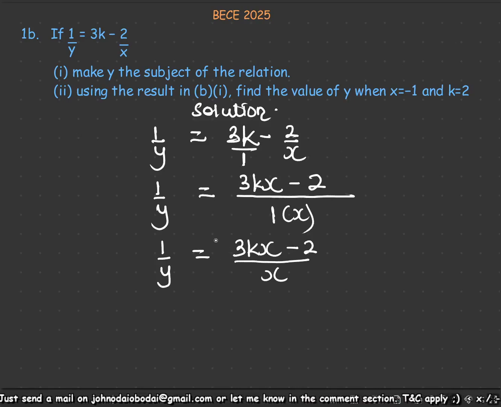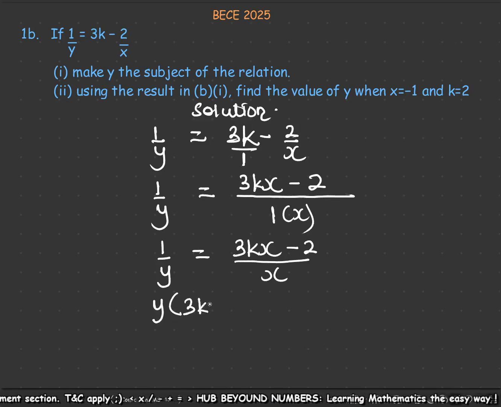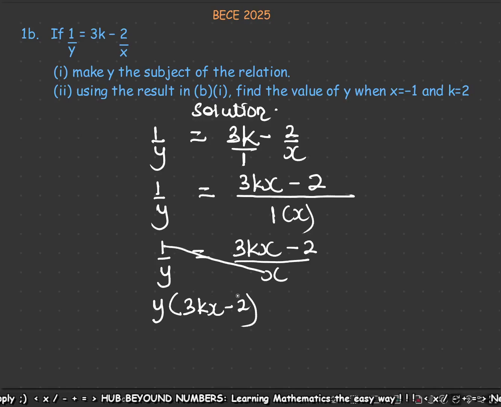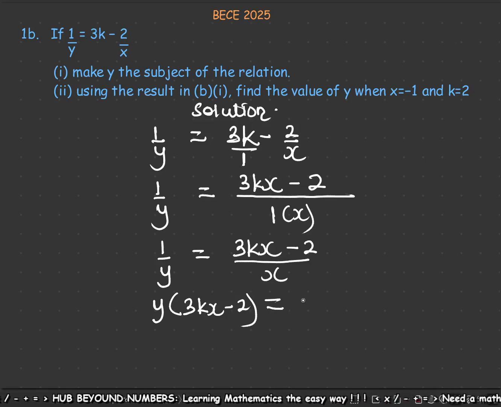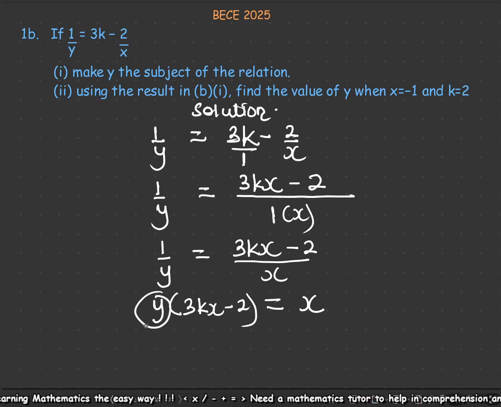The other shortcut is you can just say you are reciprocating both sides, you see, but I want to use cross multiplication. So if you cross multiply, then y multiplies this here, you see. So that is y times 3kx minus 2, and then 1 also multiplies x. So it's equal to what? x. We know 1 times x gives us x.